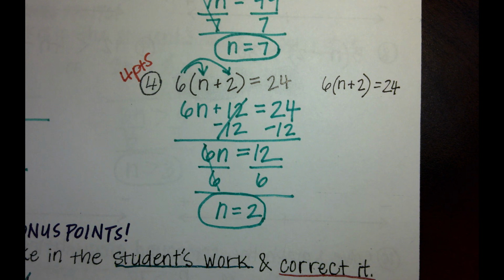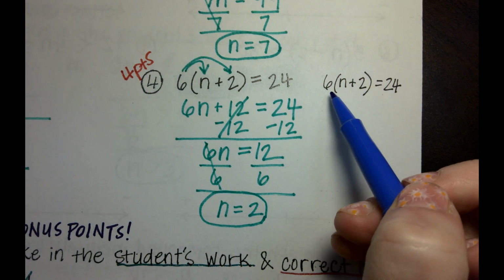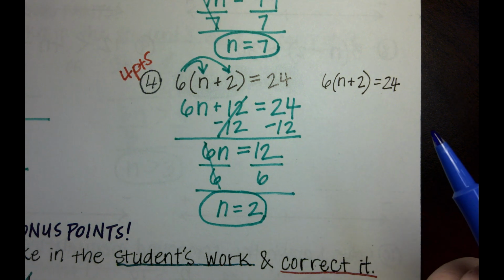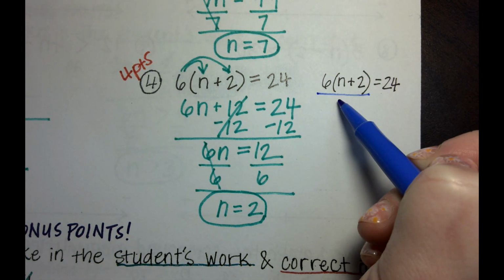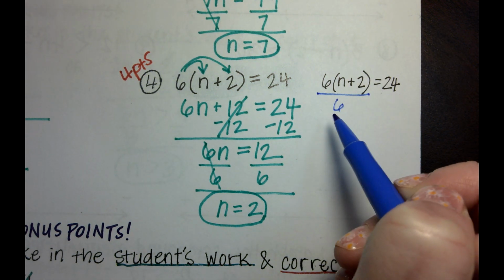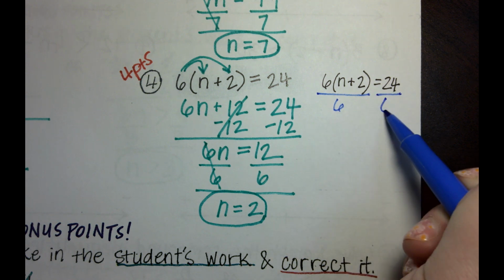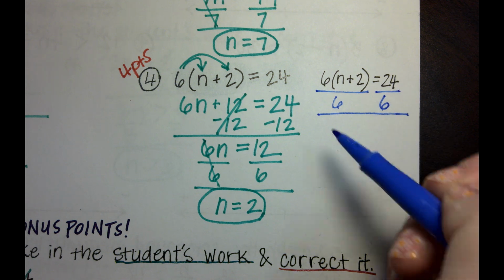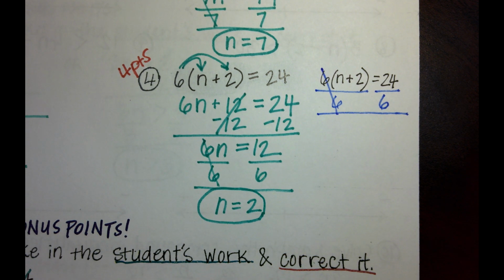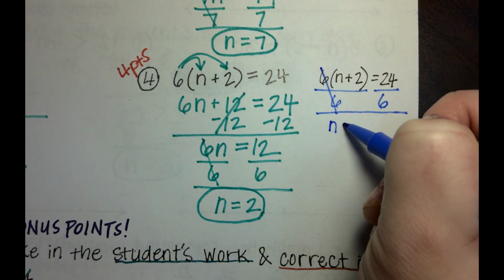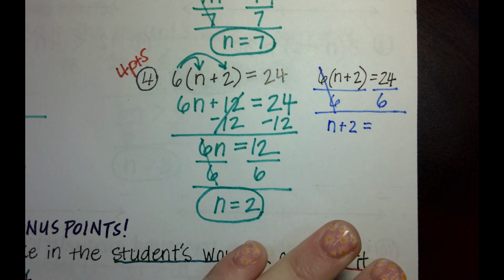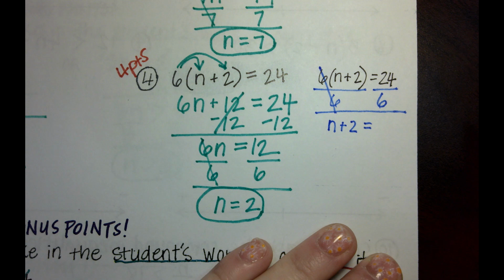If you wanted to do it differently, we could see, okay, well, this whole side of my equation is being multiplied by 6. So to get rid of 6, we just do the opposite. Let's divide by 6. And if we do that, we've got to do it to both sides, though. Okay. So if we divide by 6, my 6's cancel, and I'd be left with n plus 2 equals, what's 24 divided by 6? Is it 4? Yeah, it's 4. Okay.